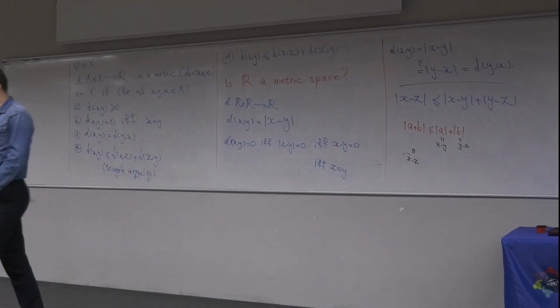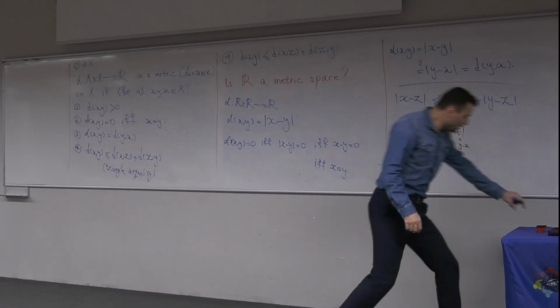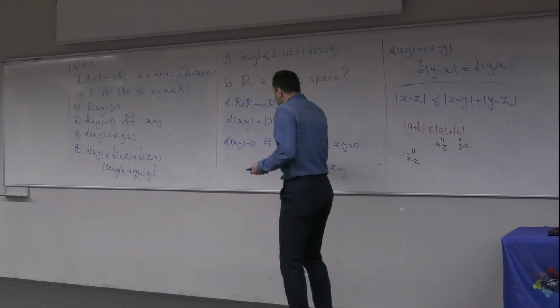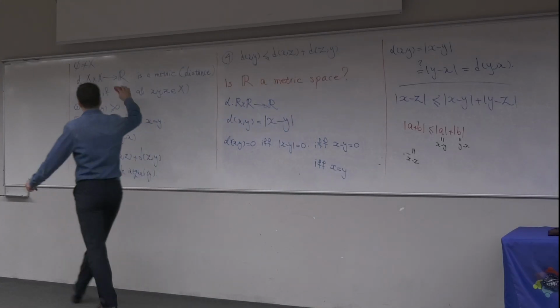So we have a metric now. Now that we have a metric, what does this mean? It means that on the set of real numbers, we can also measure the distance of each one of these points. Now, the important thing here is that having a metric structure on the set of real numbers, we can do the following thing.